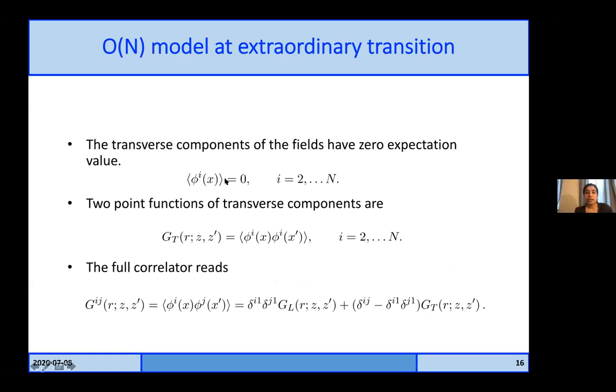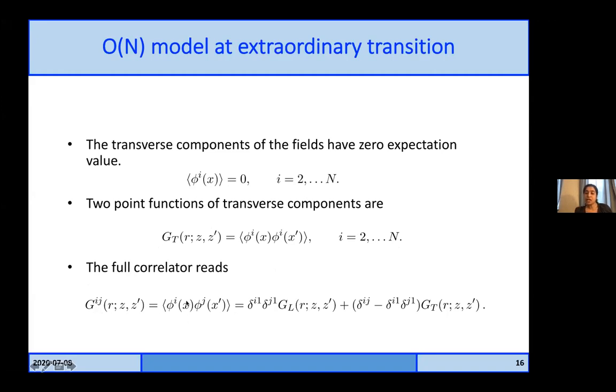Now, for the other components of this field, the expectation value, the one-point function, is zero. And this is the transverse correlation function for all components greater than or equal to 2. Now, this is how the full correlator looks.